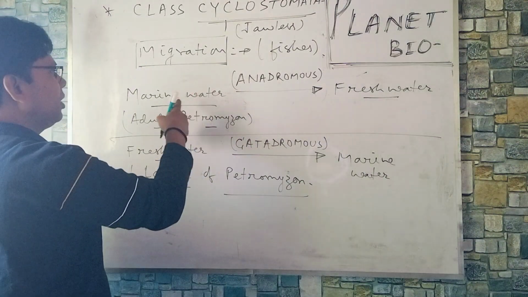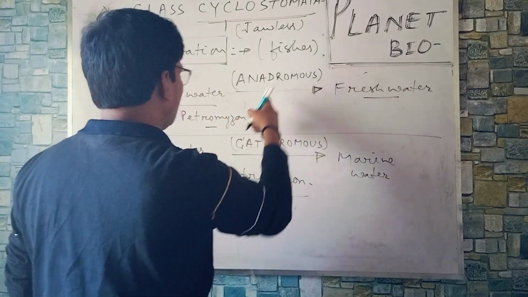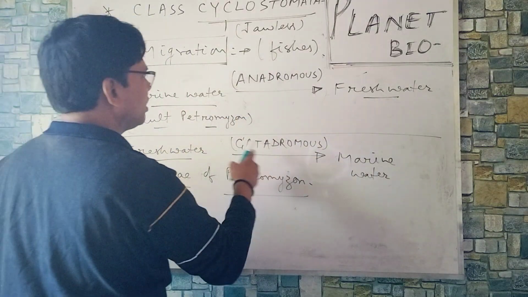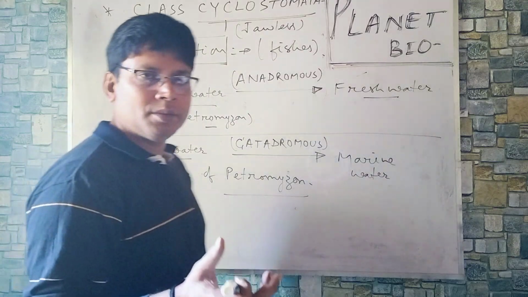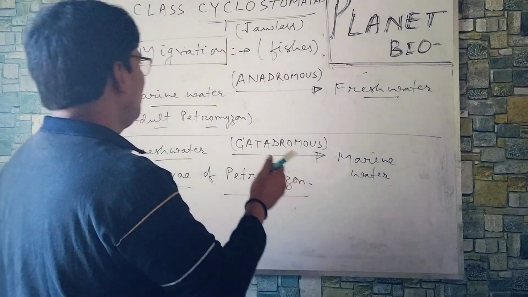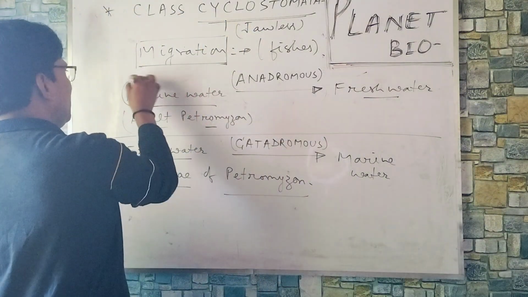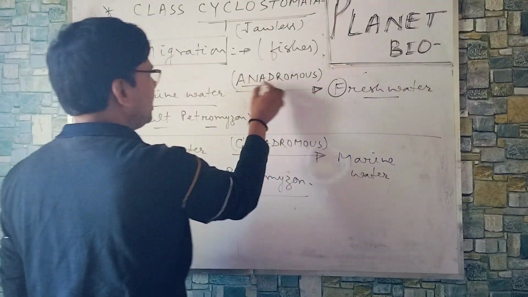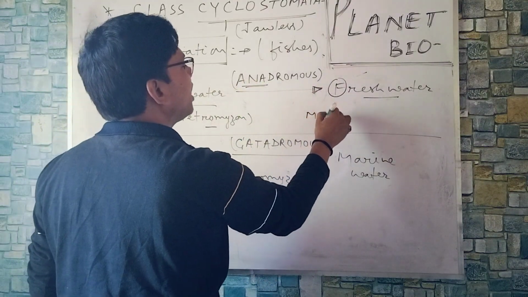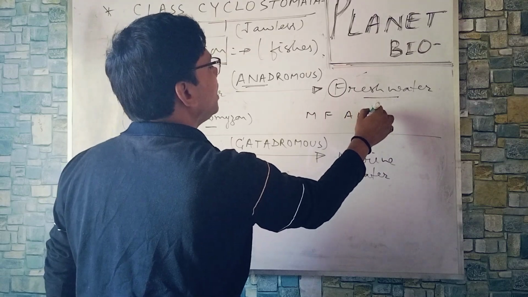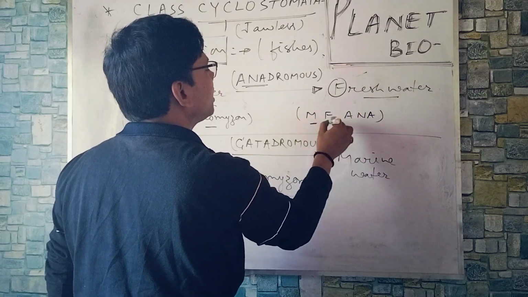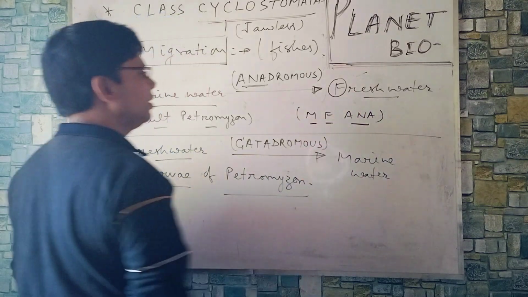So this type of movement, marine water to fresh water is anadromous, and fresh water to marine water is catadromous. How can we remember, boys and girls? Marine, MF, and here Anna: MF Anna. Marine water to freshwater, anadromous.